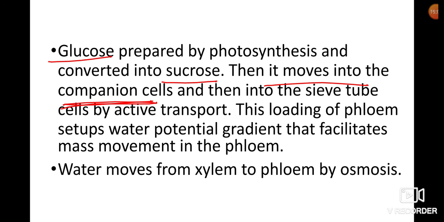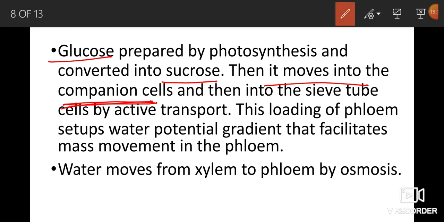So sucrose moves into the companion cells and then into the sieve tube by active transport. Very, very important: it is active transport. This loading of phloem sets up a water potential gradient. So when food materials enter the companion cells and sieve tubes, a water potential gradient is formed.